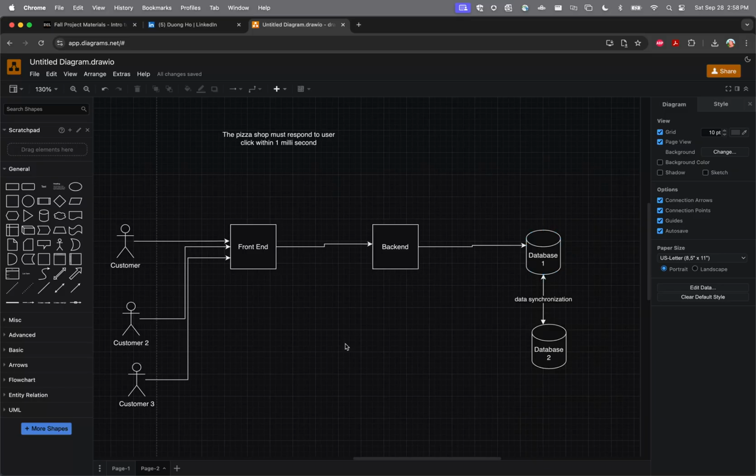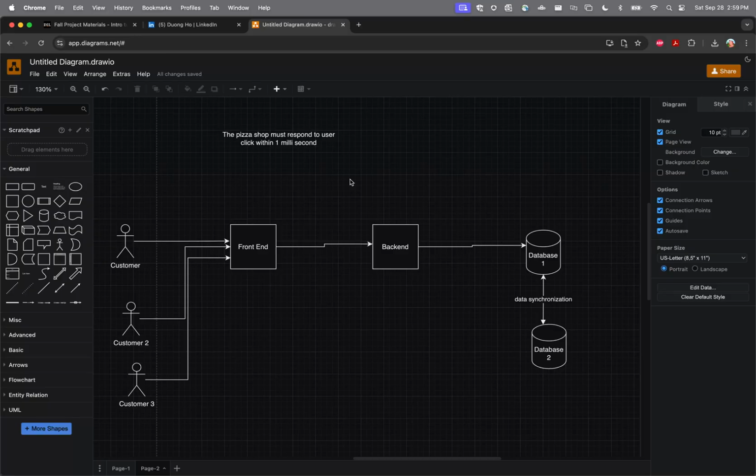So already with just this requirement, it's forcing the developers or the system architect to know that you need, for lack of a better word, a load balancer or multiple instances of the front end, multiple instances of the backend, multiple instances of the database, just so that it can split the workload coming into the system. And this will allow the system to support multiple users at the same time without any lag, right?